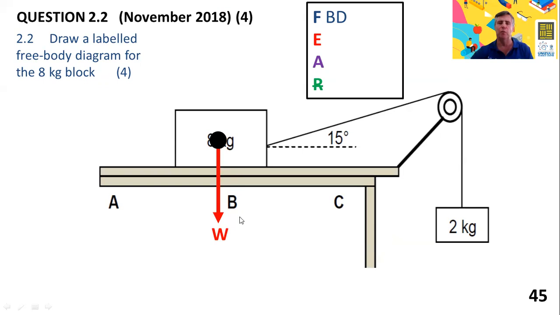But of course, always start with the weight, which is always vertically downwards. Then we have the force of kinetic friction to the left. We have the normal force vertically upwards. And we have the tension force in the string at an angle of 15 degrees.